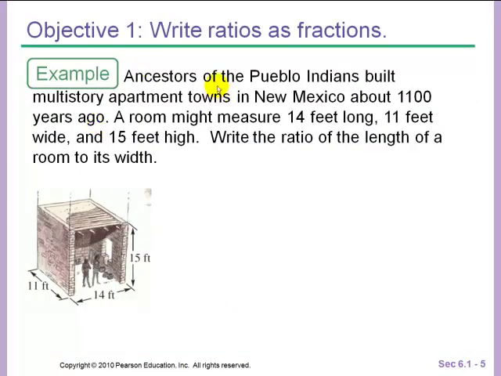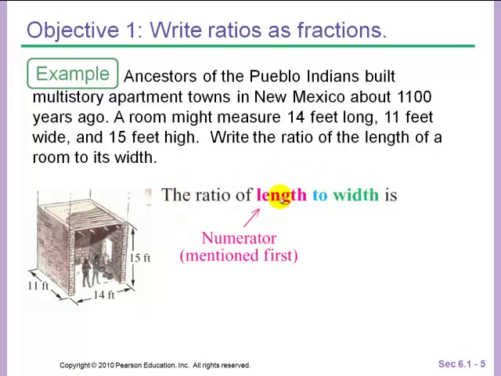An example: ancestors of the Pueblo Indians built multi-story apartment towns in New Mexico about 1,100 years ago. A room might measure 14 feet long, 11 feet wide, and 15 feet high. Write the ratio of the length of a room to its width. So specifically, we're looking at the ratio of the length to the width. Length was mentioned first, so that will be our numerator. Width was mentioned second, so that will be our denominator.